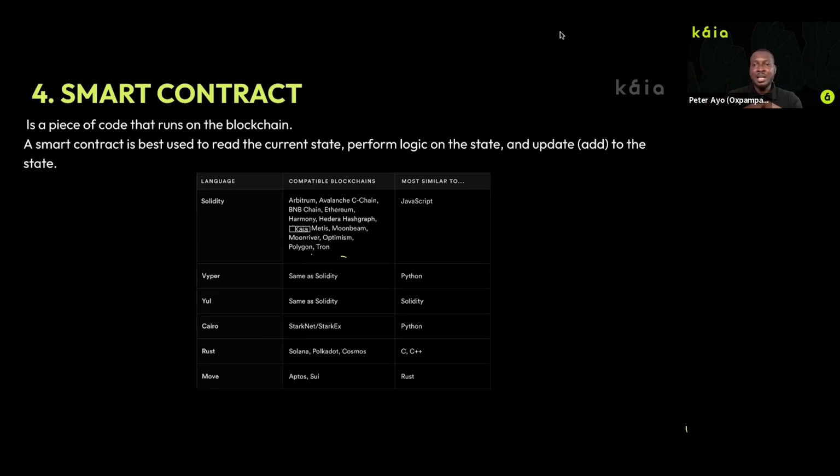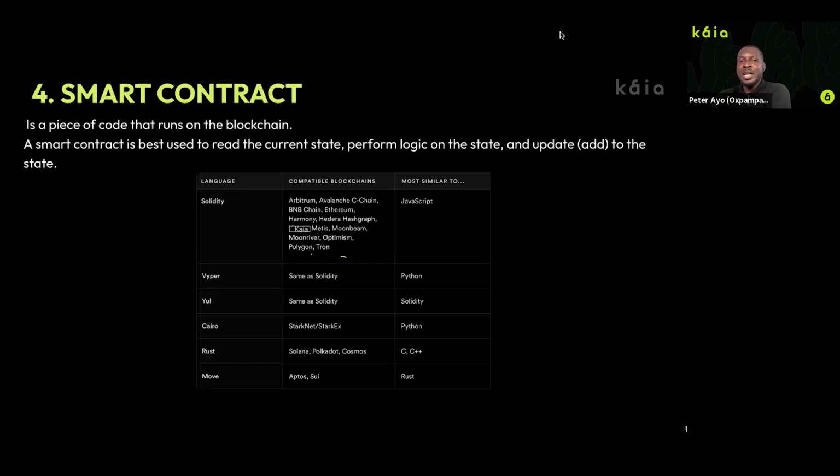Now, what is the programming language for writing smart contracts? For the most part, for EVM compatible blockchains like Ethereum and also Kaia, Solidity is the popularly used smart contract language. It is used on quite a number of blockchains: Ethereum, Kaia, Optimism, Polygon, and so forth.